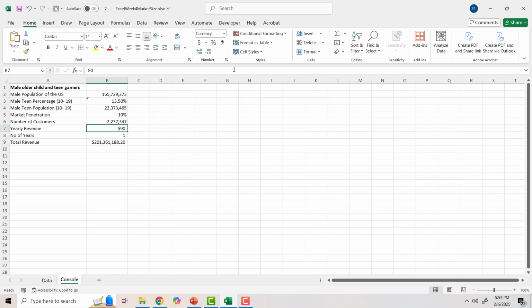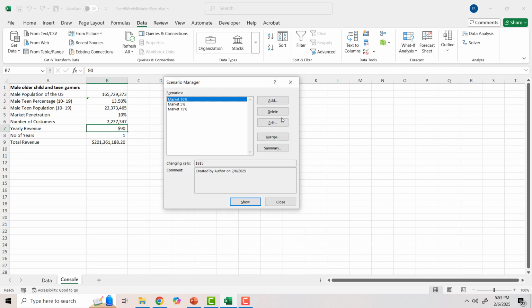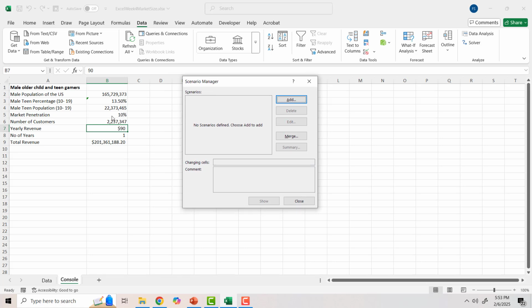So let's just have a look and do a few different revenue scenarios. So we can go to Data in Excel, and Data has something called What-If Analysis. We'll just do the two simplest ones. The first is Scenario Manager. And I did this before, so I'm just going to delete this. So imagine we're looking at how different market penetrations are going to affect our revenue.